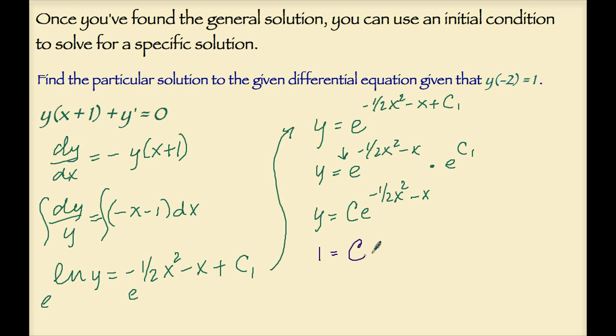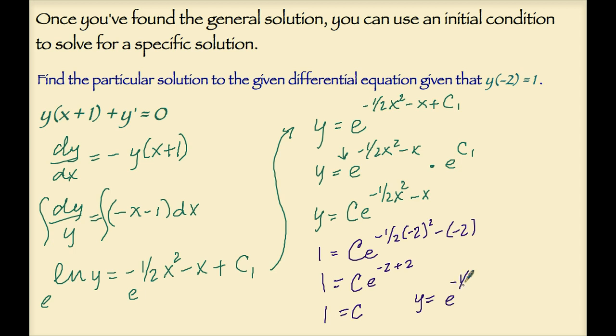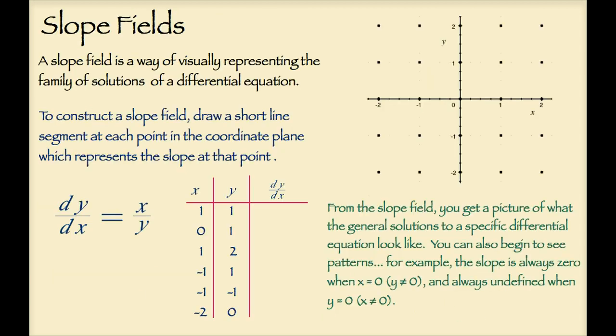1 is equal to c e to the -1/2 times (-2) squared minus (-2). 1 is equal to c e to the -2 plus 2, which becomes e to the 0, which is 1. So 1 is equal to c. Therefore, our particular solution will be y equals 1, which I don't need to write, e to the -1/2 x squared minus x.